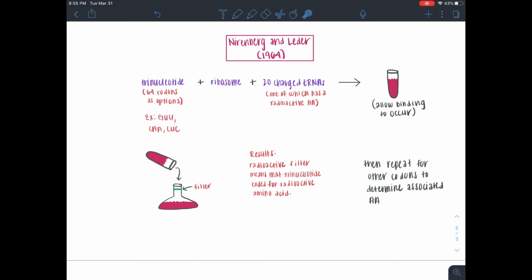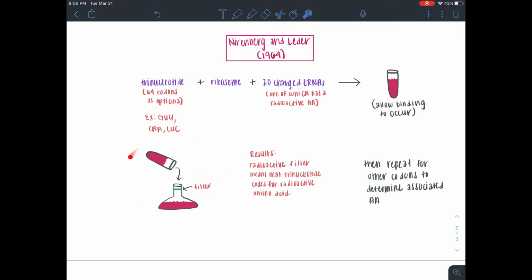3 years later, Nirenberg worked with a different scientist named Leder to attempt to determine the remaining 61 codons. In order to do this, they combined a specific trinucleotide such as GUU with a ribosome and 20 charged tRNAs. A charged tRNA has an amino acid bound. One of these charged tRNAs has a radioactive amino acid bound.